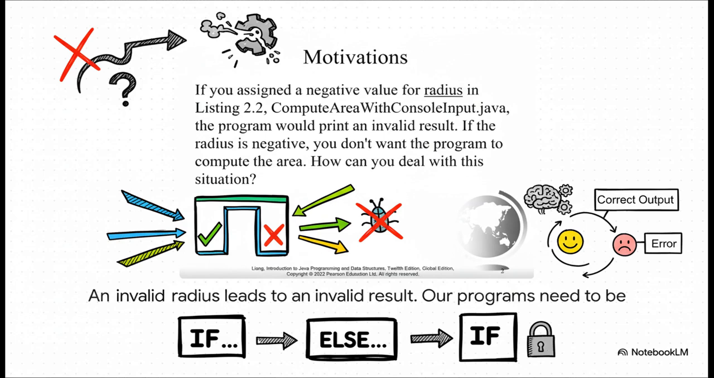This is a classic issue we call input validation, basically making sure the data you're getting is actually usable. Our code needs to be tough enough to see bad data and say, nope, not going to use that. And that right there is exactly what selection statements were made for.